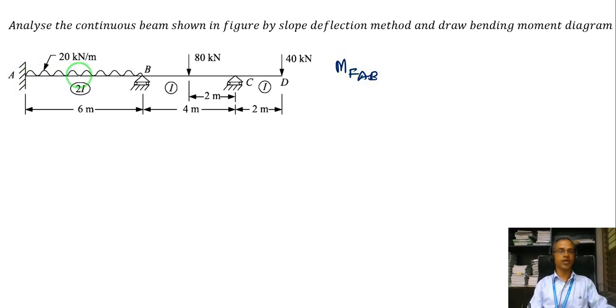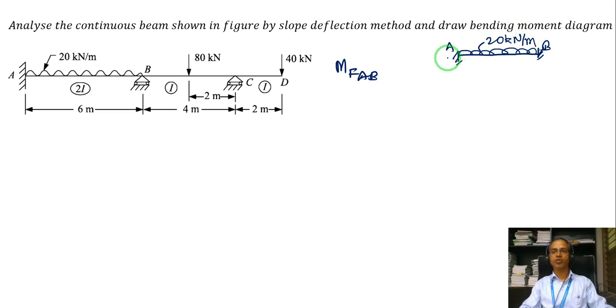MFAB, that means the fixed end moment at AB. And the AB span being a UDL load, that means every span is taken as a fixed beam. Every span is taken as a fixed beam. That means the beam is something like this, a span AB. And for a UDL load of 20 kilonewton per meter, the fixed end moment produced here is minus WL square by 12, and this produces a clockwise moment of WL square by 12, right? So that is the fixed end moment here.